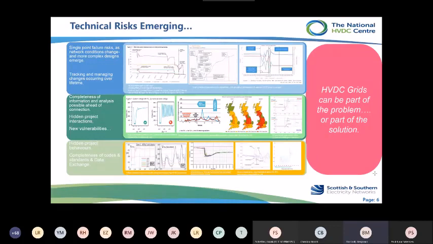So whilst I've talked here about the risks, I also make the point that HVDC solutions can be part of the overall response to this. It need not be part of the problem. It's all a question about the robustness of the approach and the applicability of the compliance tests. So what do I mean by that? If we move into the next slide, Paul.